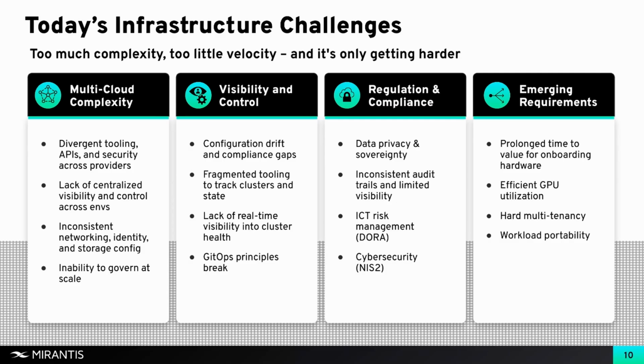Two, visibility and control. As environments grow, visibility gets worse. Teams don't have a clear centralized view of their clusters, workloads, or health. Tooling becomes fragmented and governance becomes harder. Even your GitOps principles start to break down when the cluster state starts drifting across environments.